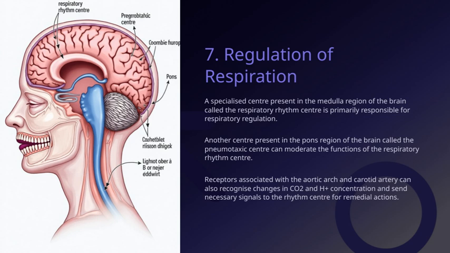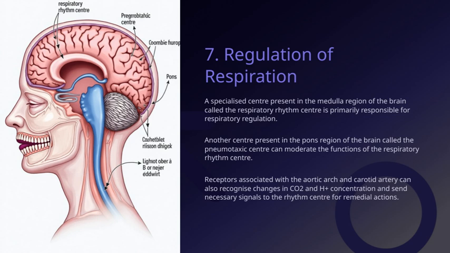Additionally, there's a part of the brain called the pneumotaxic center, which is located in the pons region. Its job is to moderate or fine-tune the activity of the main respiratory rhythm center. Think of it as a regulator that helps smooth out our breathing rhythm, ensuring it remains steady and appropriate for our body's needs.